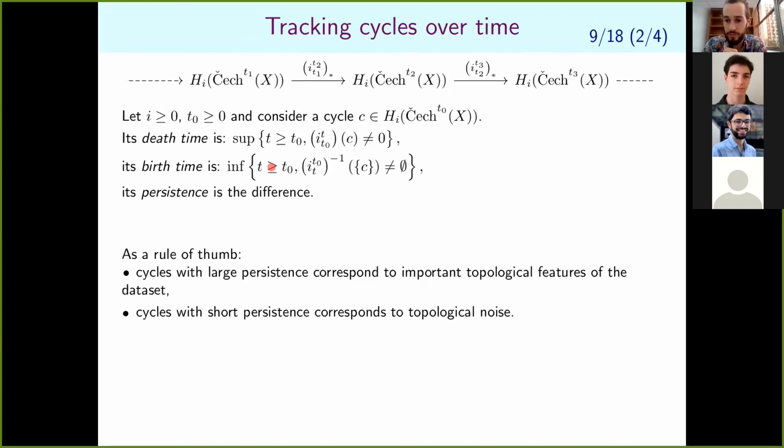Tiago, this is for all C or for a given C? This is for a given C. You choose any C, any cycle, and you can define its persistence. And the idea is that a cycle with large persistence will correspond to an important feature of my dataset, while a cycle with short persistence would mean a topological noise.